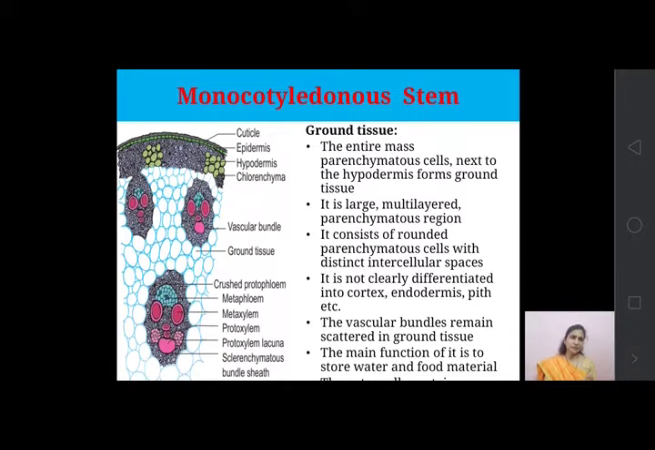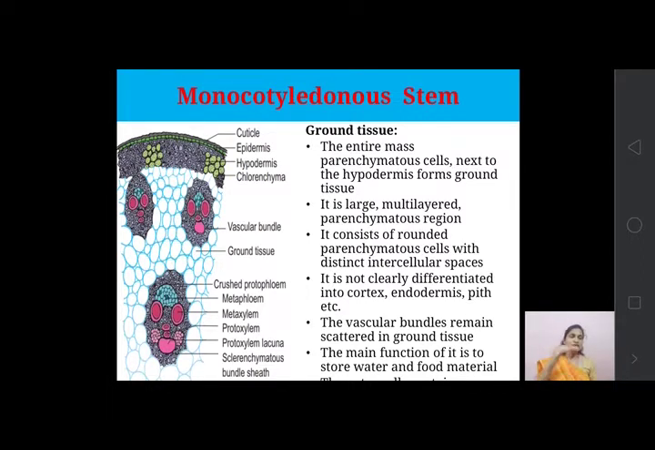So in this monocotyledonous stem, as these vascular bundles do not have the endodermis and pericycle demarcating line, they are freely scattered in the ground tissue. They remain scattered in the ground tissue, and the main function of the ground tissue is to store water and food material. That ground tissue, which is shown in the blue colored cells, is responsible for storage of food and water.